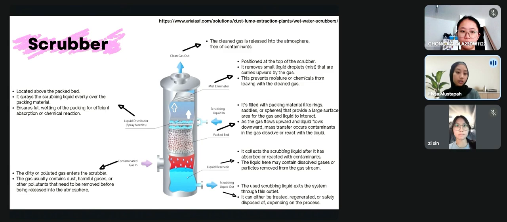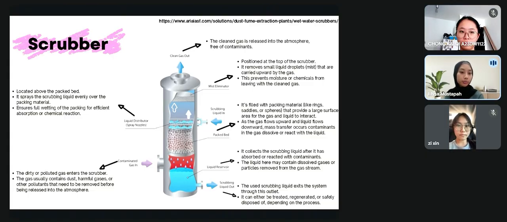Contaminated gas in. The dirty or polluted gas enters the scrubber. The gas usually contains dust, harmful gases, or other pollutants that need to be removed before being released into the atmosphere. And last, liquid distributor.